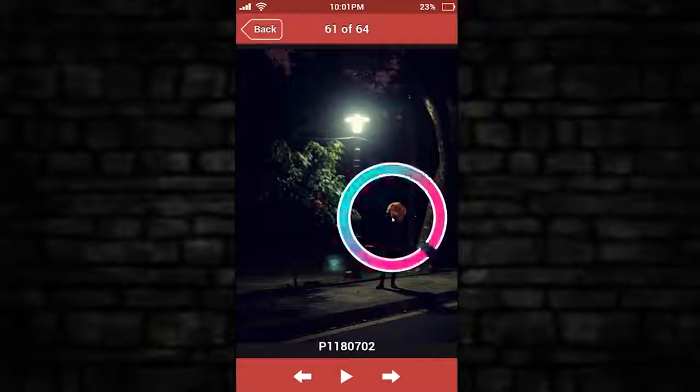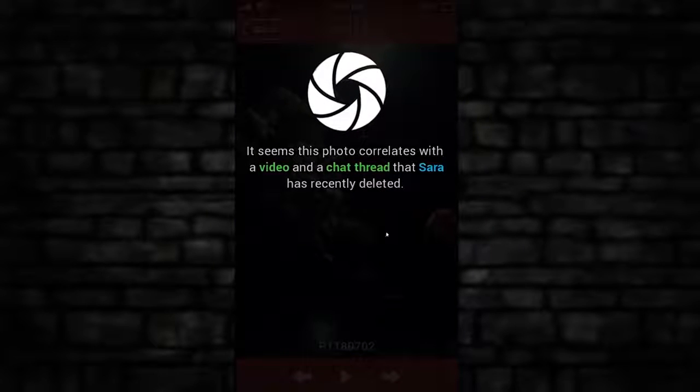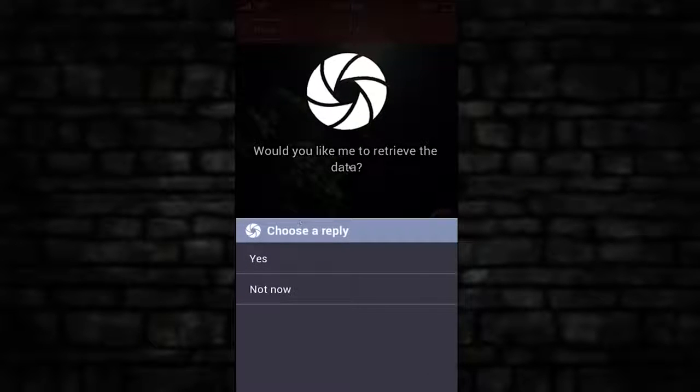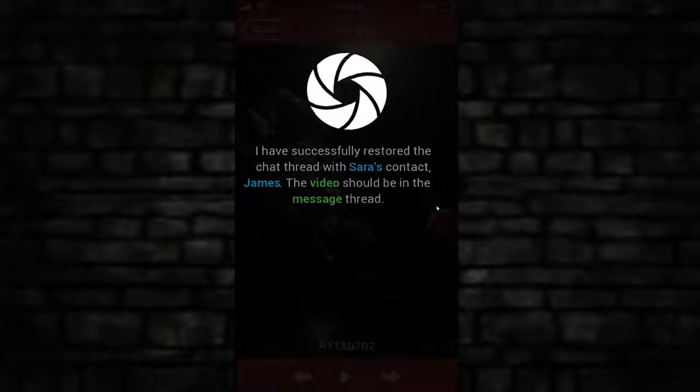The first portions of the game that really freak players out are the haunted videos, and they really open up a track to see just how much we're being deceived. After finding this picture in the gallery, Iris comes up to say, "It seems this photo correlates with a video in a chat thread that Sara has recently deleted." You let Iris restore that information and find out that it's a chat thread with Sara's contact James.